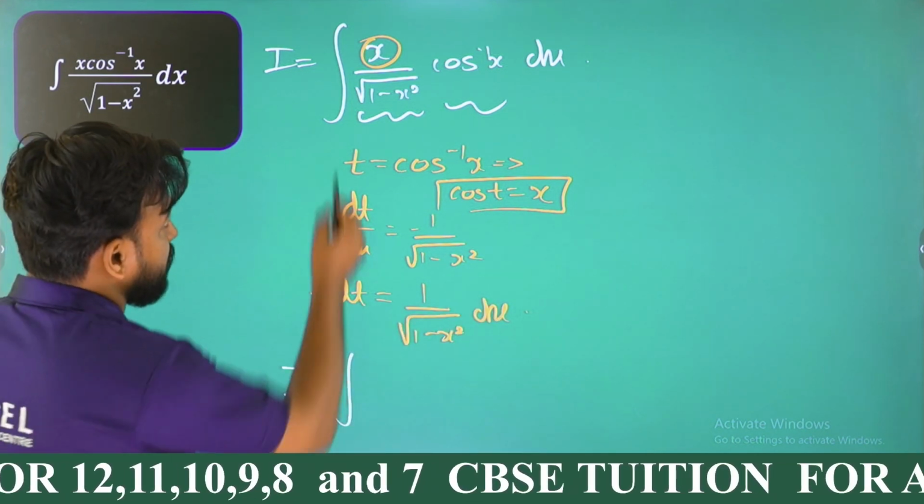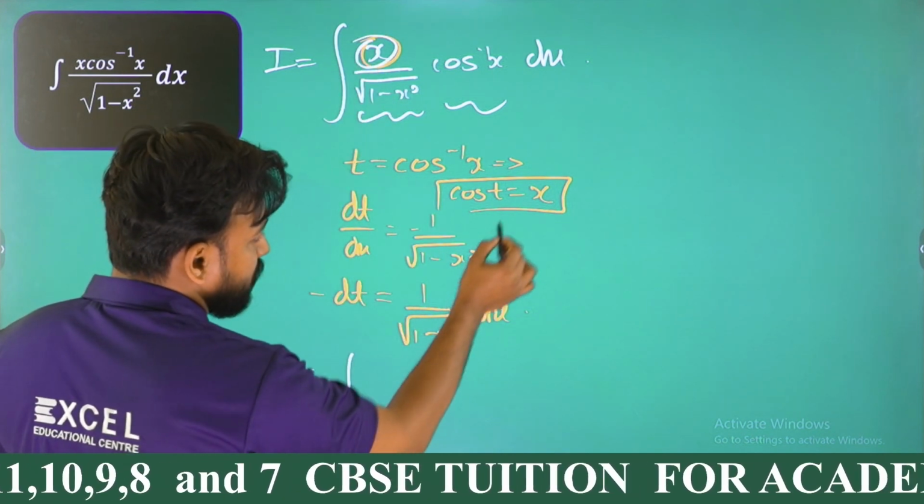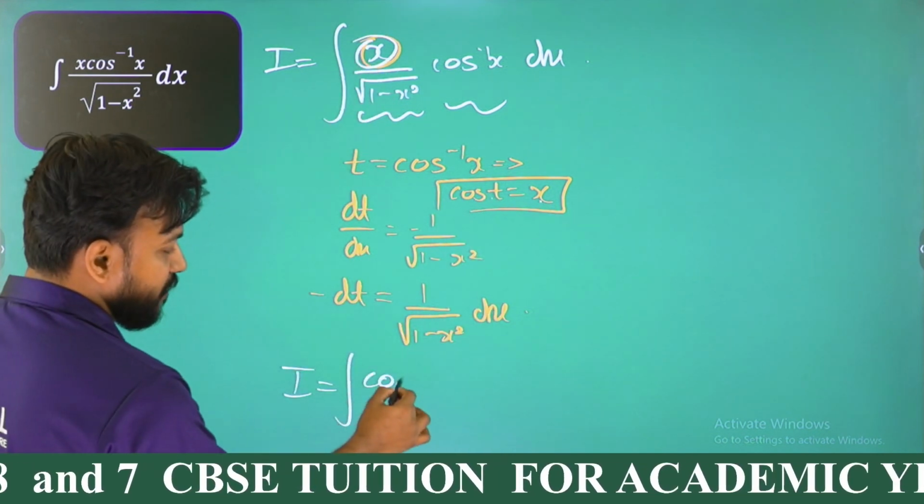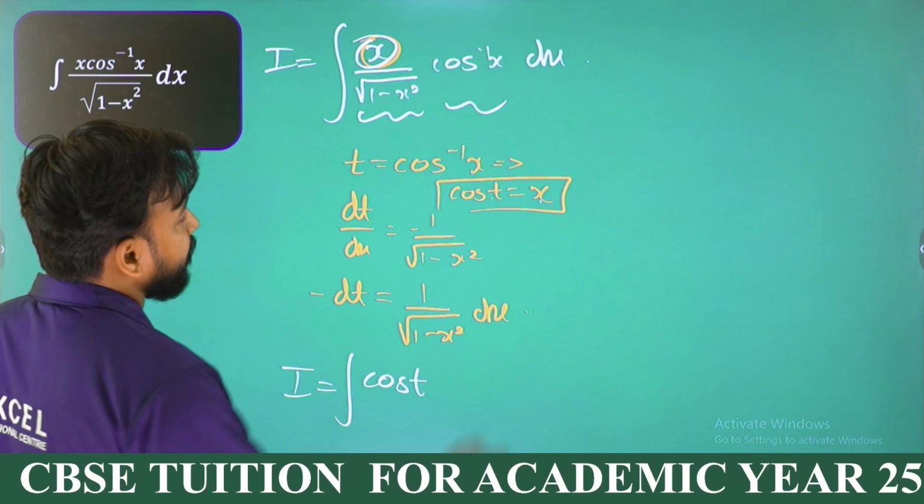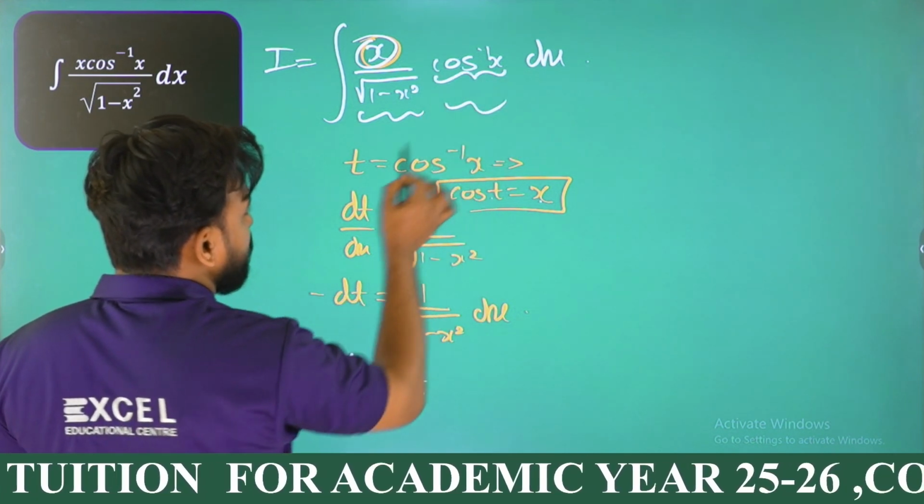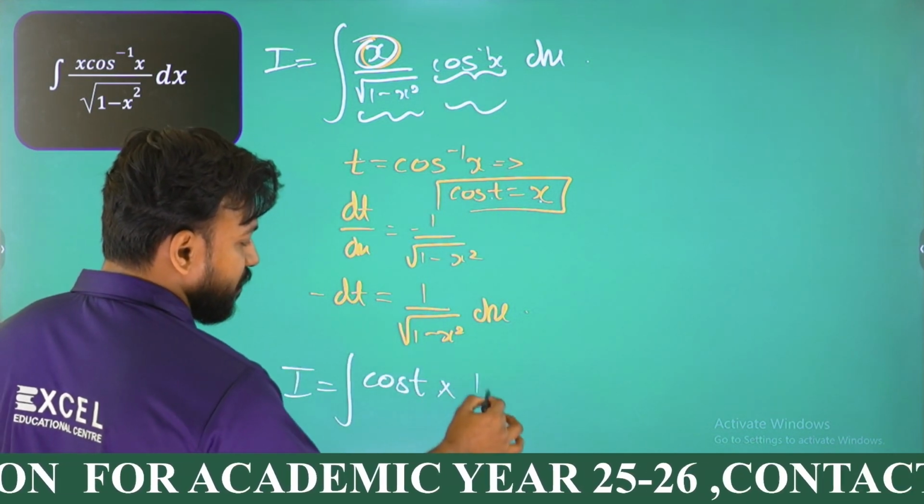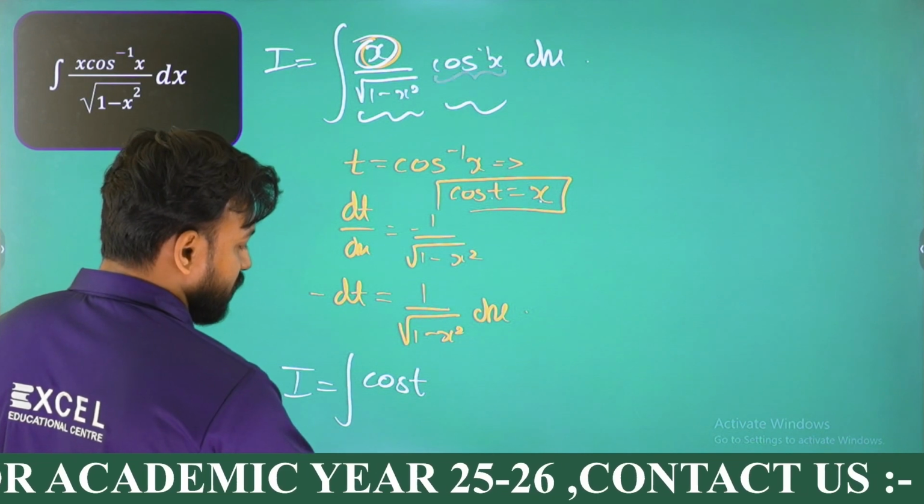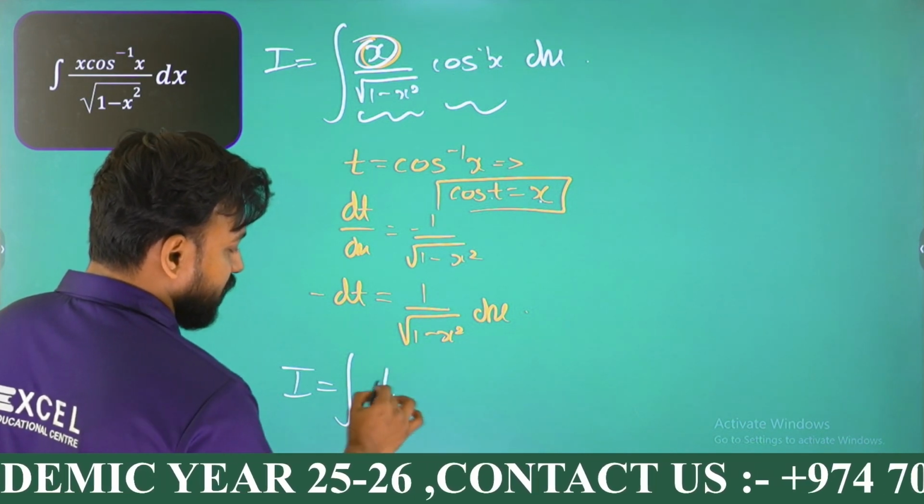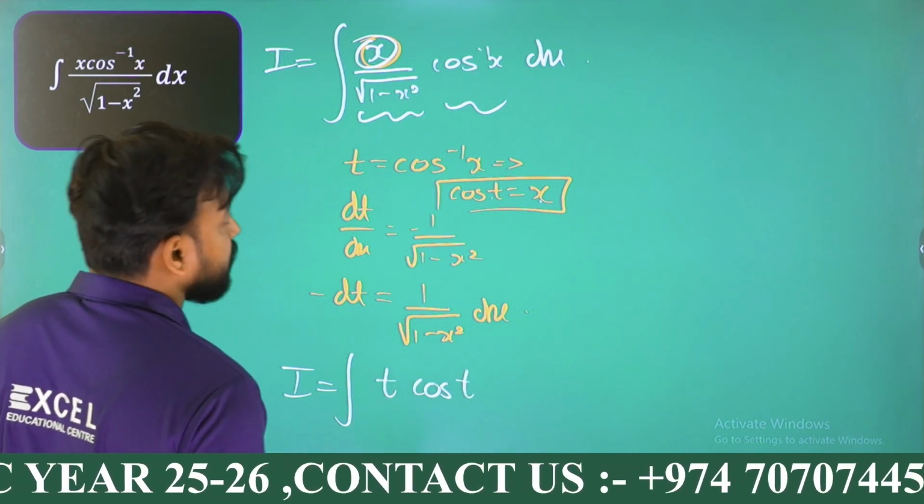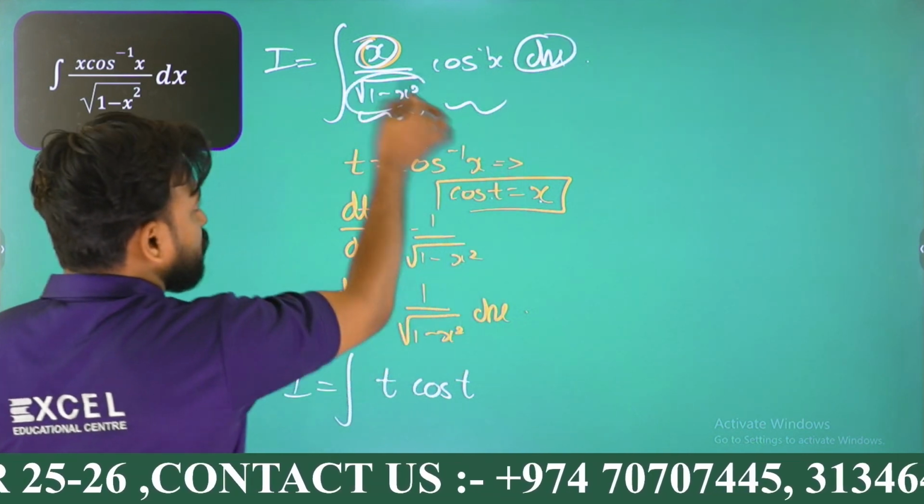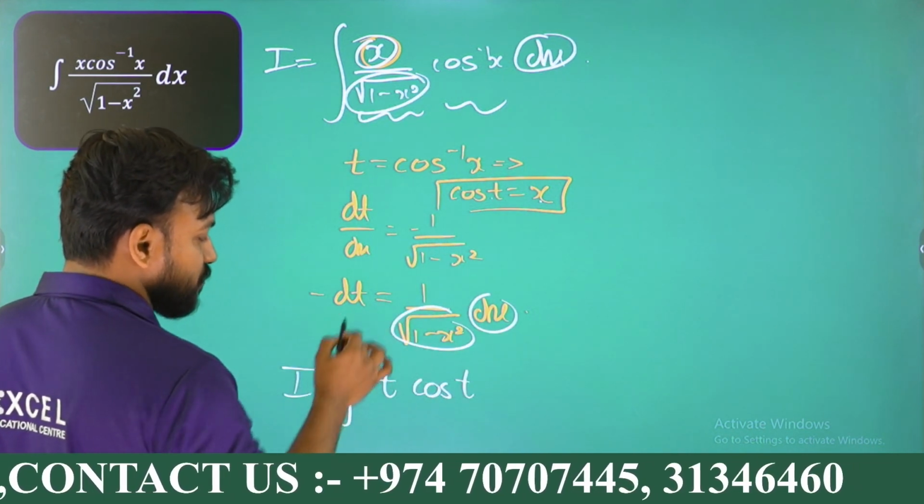Then let me perform the substitution. I is equal to integral, instead of x, I'll put cos t. Instead of cos inverse x, I'll put t. I can write it like t times cos t. That is perfect. And dx by root of 1 minus x square is minus dt.